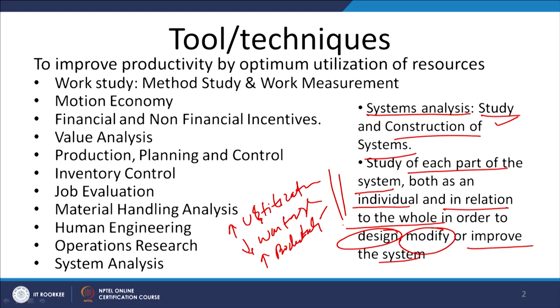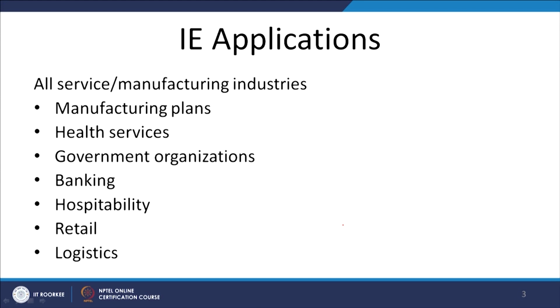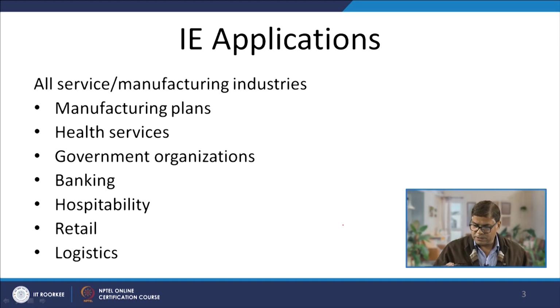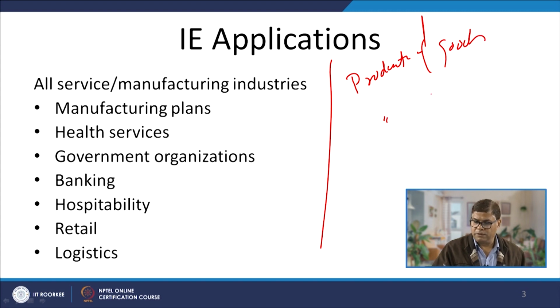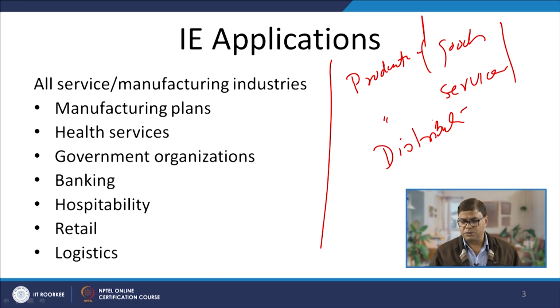So, these are the different tools. There may be additional tools, but these are the most commonly used and very important tools as far as industrial engineering is concerned. Then we have the applications of industrial engineering. As we have seen, industrial engineering can be used in both production of goods and production of services, and the distribution of these as well.